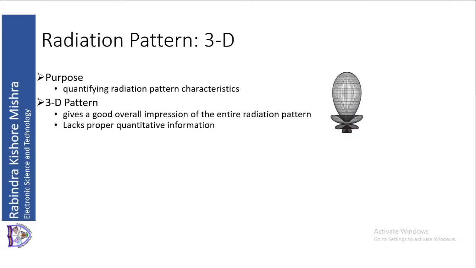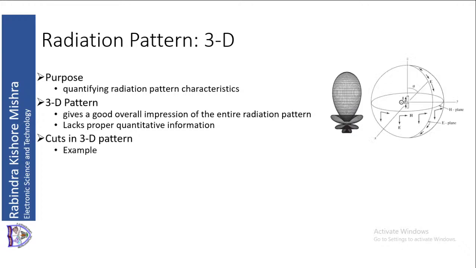But in the 3D pattern, you cannot get quantitative information clearly. For getting quantitative information, we have to take a cut plane in the 3D pattern, so that the pattern will be available on a plane. On that plane, in any one of the principal planes, the E plane and H plane, you will get the information: what is the beam width, what is the side lobe. Those things we can get there.